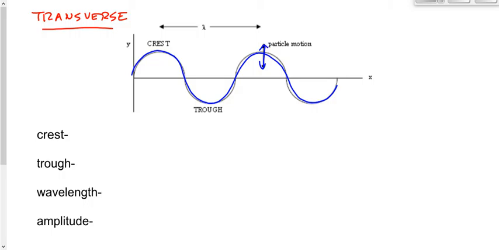Let's label a crest first. A crest is the top of a wave. It's like a crest of a hill.